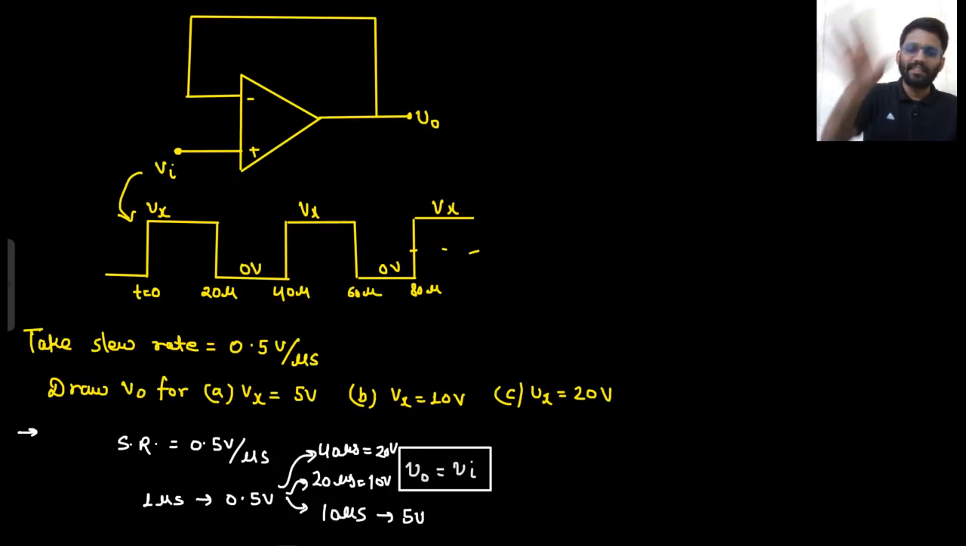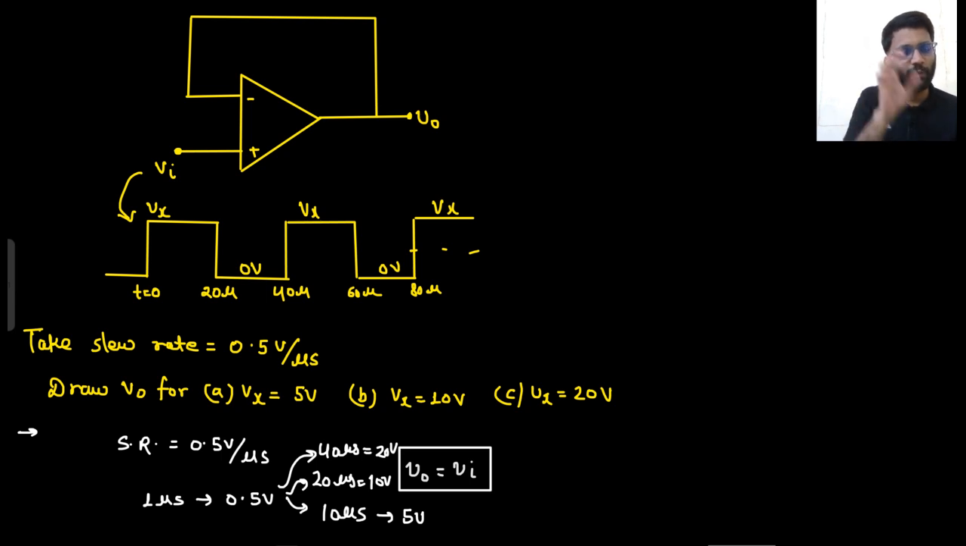Okay, yeah. So let's revise the question once again. This was the particular question. There were 3 questions involved in this question. The square wave was given: 0 to 5 volt it was going, 0 to 10 volt it was going, and 0 to 20 volt it was going. The slew rate was 0.5 volt per microsecond. So in 1 microsecond you get 0.5 volt. So for 5 volt you need 10 microsecond, for 10 volt you need 20 microsecond, and for 20 volt you need 40 microsecond.